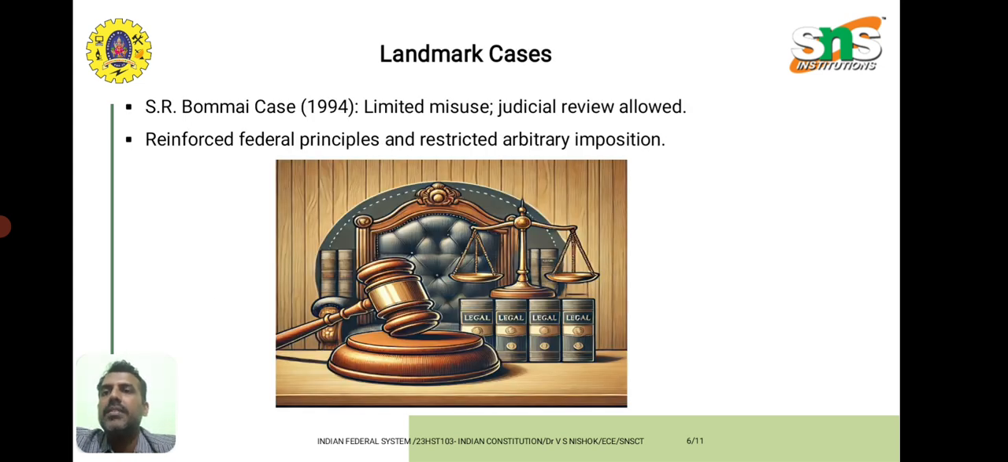Landmark cases. Even though there are several landmark cases, here one landmark case is given as an example. That is S.R. Bommai vs. Union Government, held in the year 1994. Here, limited misuse and judicial review were allowed, so everything happened in this case. So this is the best example here. It reinforced federal principles and restricted arbitrary impositions.